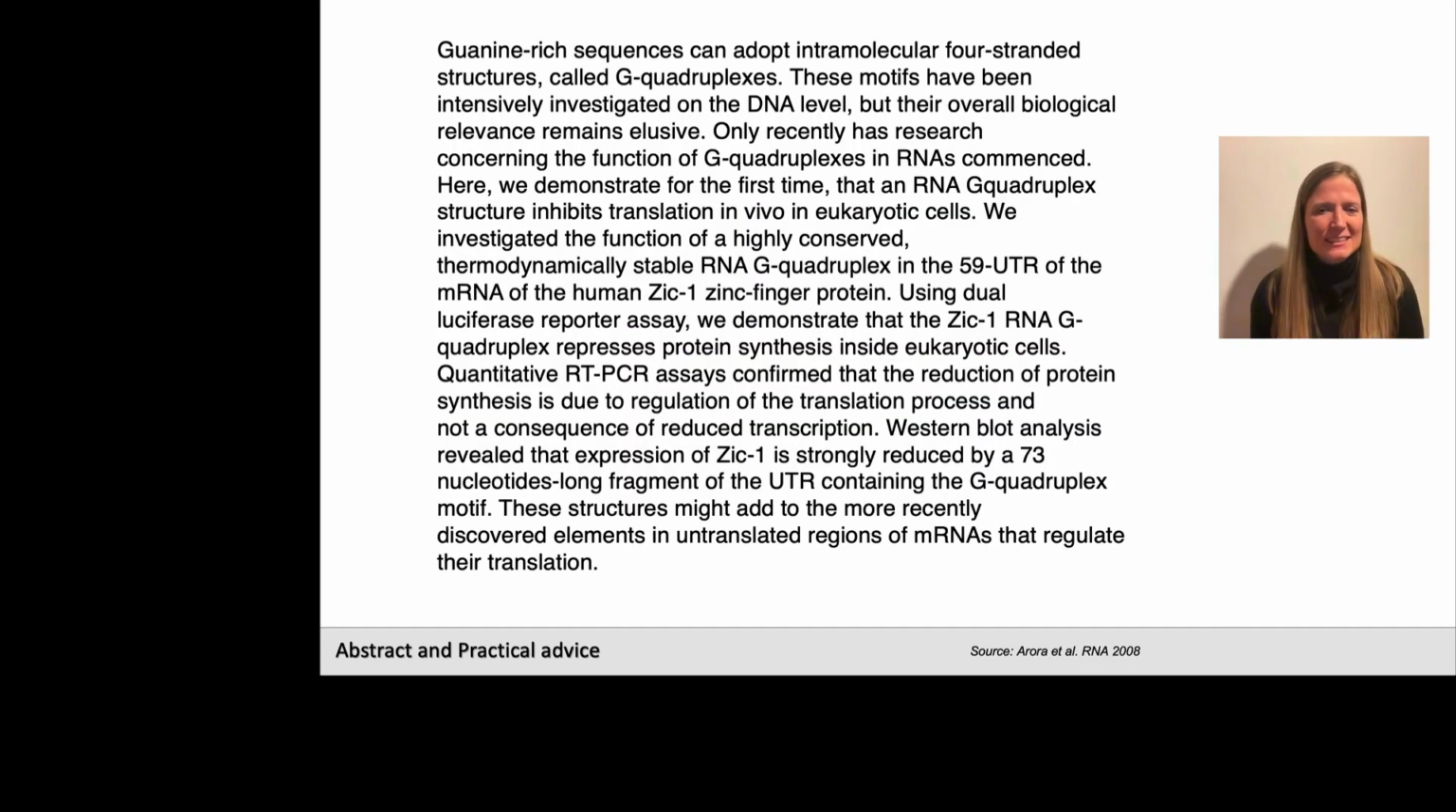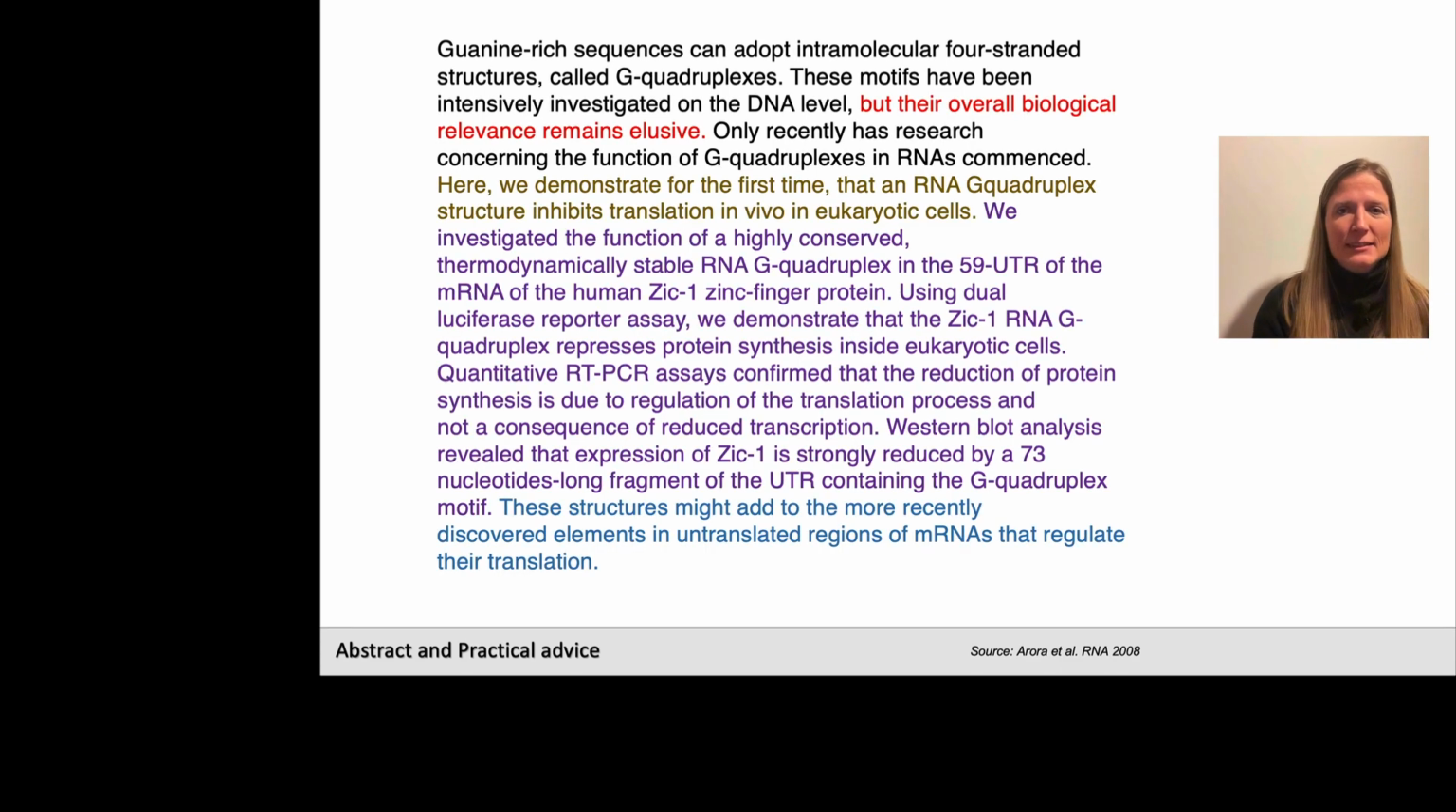Again, this here is from another colleague here at the Institute, Jens Kurreck, about RNAs, and he did this very nicely. Here, the overall problem. Here specifically, it's about these G-quadruplexes. Their overall biological relevance remains elusive. Here we demonstrate, novelty claim, okay, that an RNA G-quadruplex structure inhibits translation in vivo in eukaryotic cells. More details and an implication.